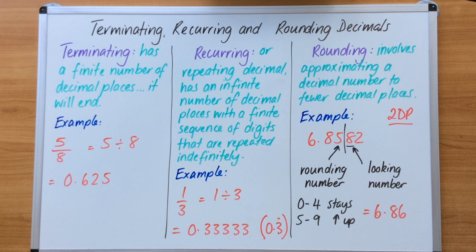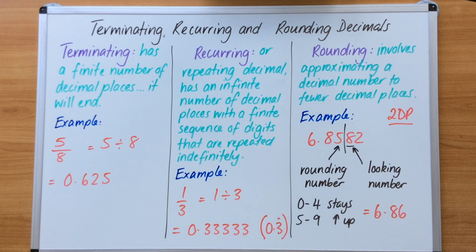A recurring decimal or repeating decimal has an infinite number of decimal places with a finite sequence of digits that are repeated indefinitely. So what it means is that this will continue on forever, but it will be in a sequence, and that sequence can be measured. It's finite. So infinite number means it continues. There's lots and lots of numbers, but the sequence is finite. It can be looked at and it can be measured.